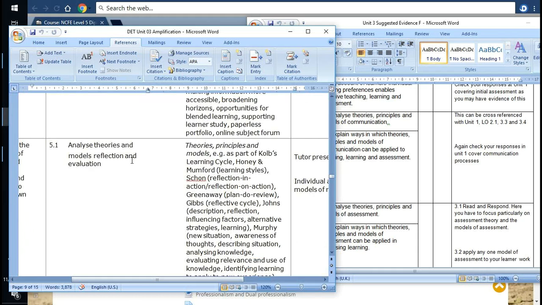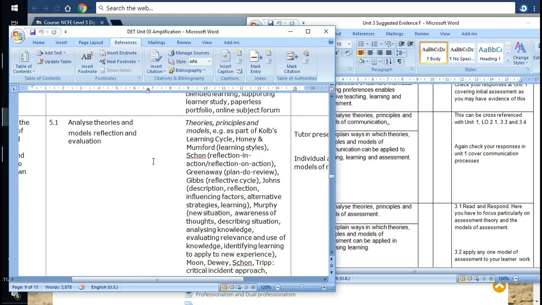But again, I usually glance through most of them and then say, yeah, Honey and Mumford is the learning styles one that is mixed, and also Schön on reflection, reflection in action and reflection on action, because this is analyse theories and models of reflection and evaluation. Yeah, I've got that one. I've got Schön, Brookfield, and Kolb. Yeah, that's right. Kolb is another mainstay.